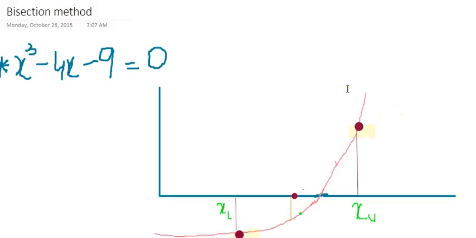Hello everyone, I'm Hiba. Today we are going to find the root of a function, say x cubed minus 4x minus 9 equals 0, through the bisection method.